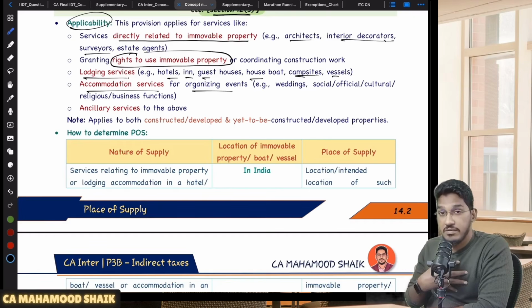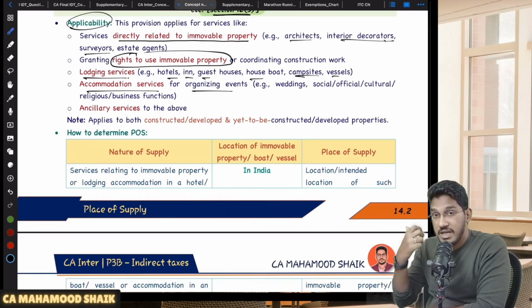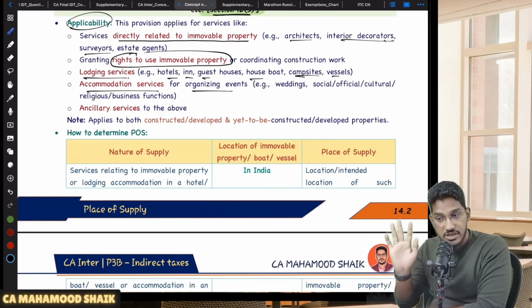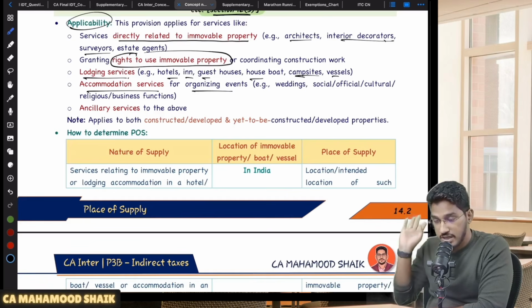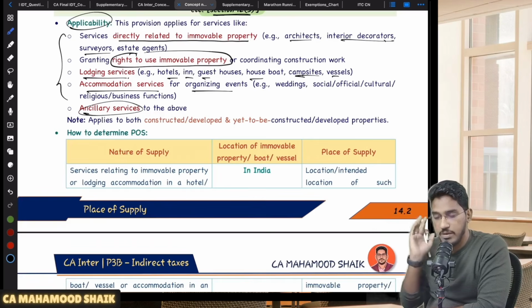Let us say, for example, I have a convention hall. I'm giving that convention hall on rent so that people can come and celebrate their weddings and other functions. For that, I will get the money. So that also will fall under 12 subsection 3 because it is also an accommodation service in an immovable property, and any ancillary services, any supporting services to the above. So all of that will get covered under 12 subsection 3.